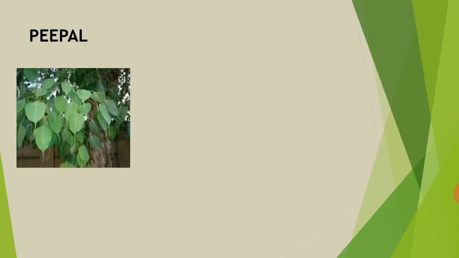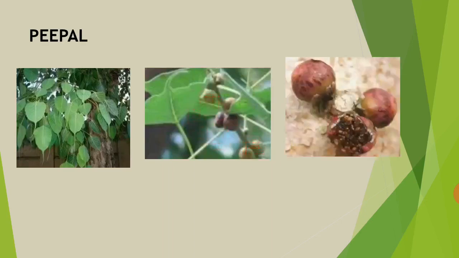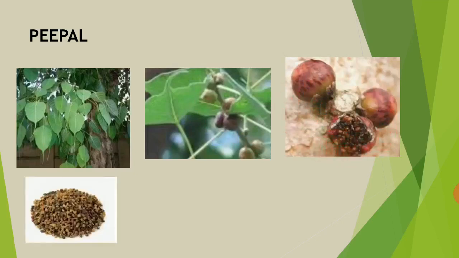These are the unripe fruits of peepal, and these are the ripe fruits of peepal tree in which you can see the seeds. These are the seeds of peepal tree, and these seeds are so tiny and light that they are carried away to long distances by wind.